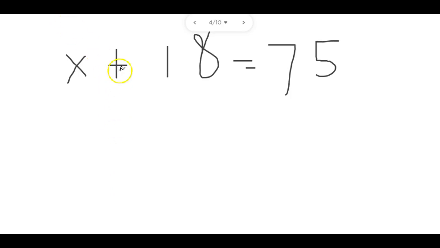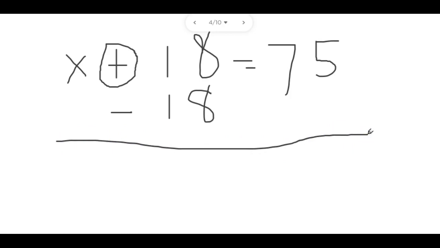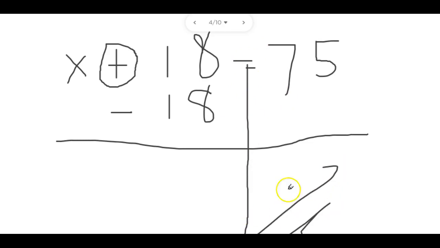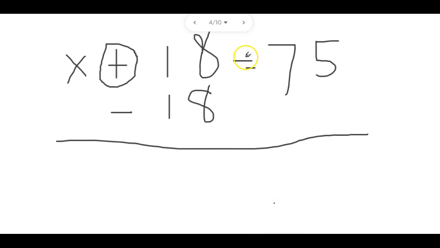So here, remember the goal is to isolate the variable, and we're going to do that using inverse operations. We are looking at this plus sign and it says plus 18. How are we going to get rid of that? By subtracting 18 from both sides. Okay, so subtract 18.